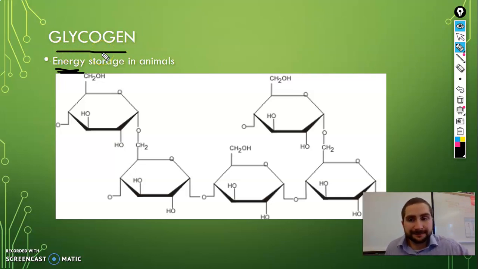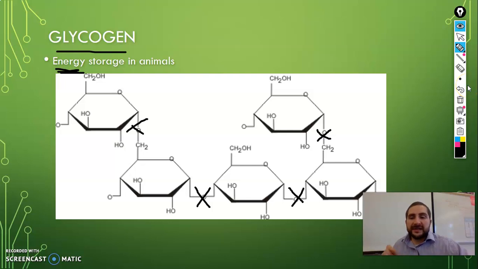Now, the same way that we broke down starch is going to occur with glycogen. When we need some extra energy, when we run out of our glucose stores, we're going to tap into our backup, our glycogen. And all we need to do is break that glycosidic bond that you see between these molecules.